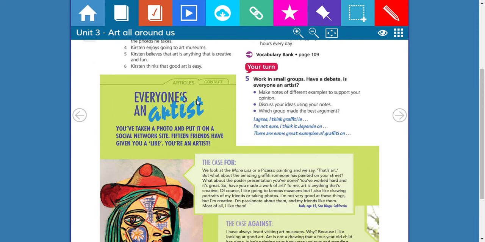Listen. Everyone's an artist. You've taken a photo and put it on a social network site. 15 friends have given you a like. You are an artist.